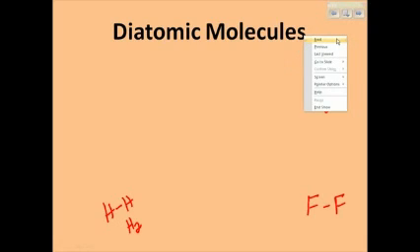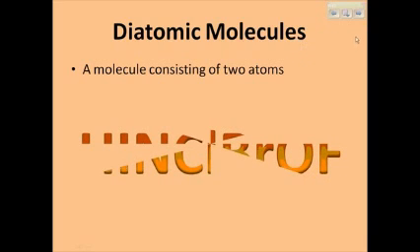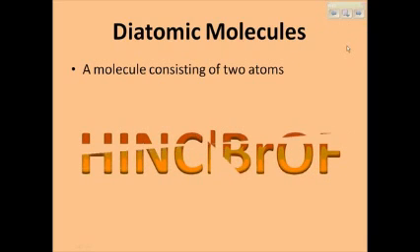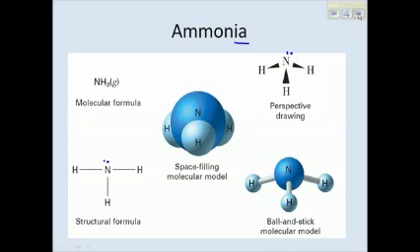Diatomic molecules. They're molecules that consist of two atoms, and you've seen the Hinkelbroth on the wall in the classroom. All of those elements exist as diatomic molecules. So when you write hydrogen, it's H2. It's bonded with itself. Pure bromine is Br2. They do not exist as monatomic atoms. They're always bonded to themselves. They're molecules. Ammonia is another.